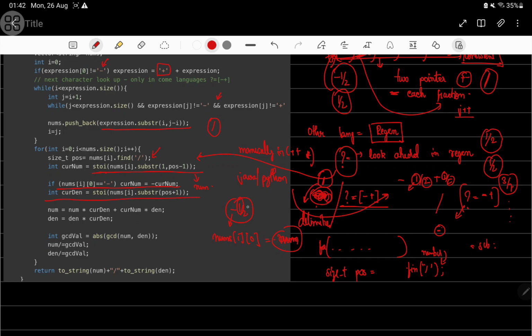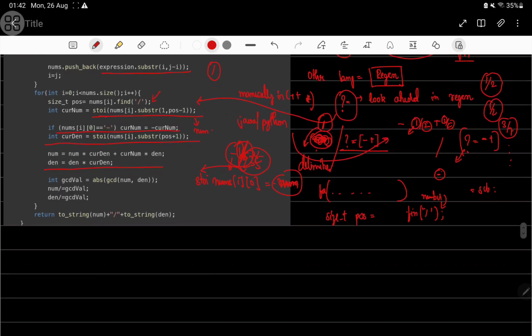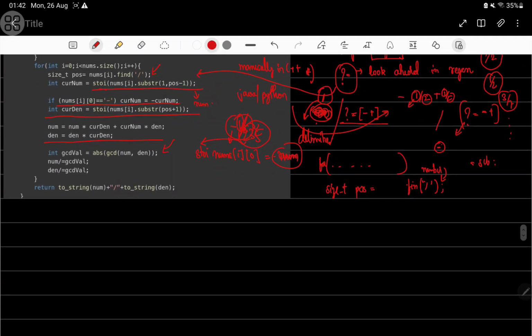Then denominator would be everything after this. So if it was 235 also, everything after this I'm taking and converting it into an integer, and then a normal basic numerator by denominator math is this. Now to get the irreducible thing, we find the GCD of numerator comma denominator, and then we just divide the numerator and the denominator by that. We do it so we can get the irreducible fraction in the answer. Over here, one more thing to note is we are considering the absolute value of the GCD.